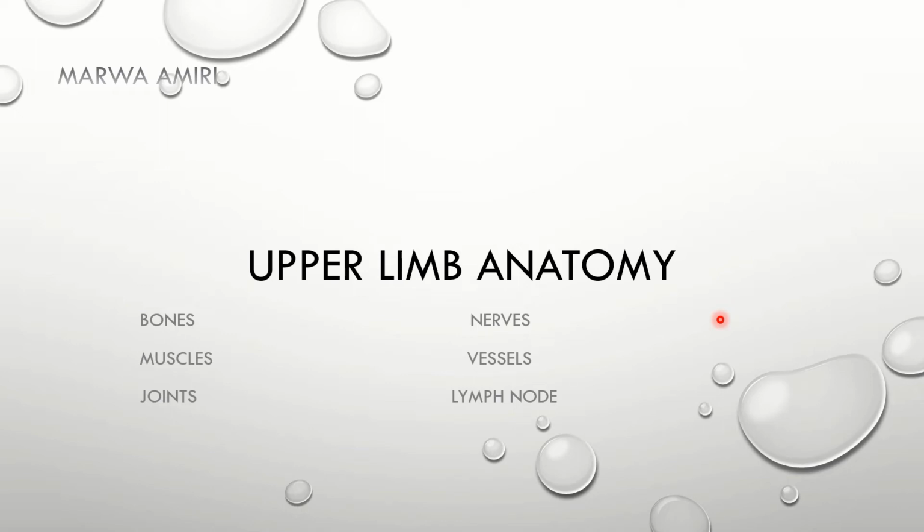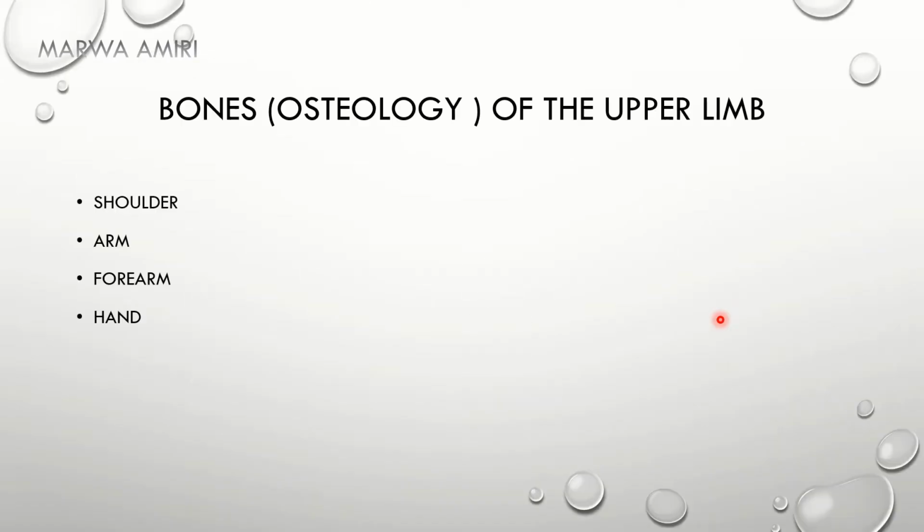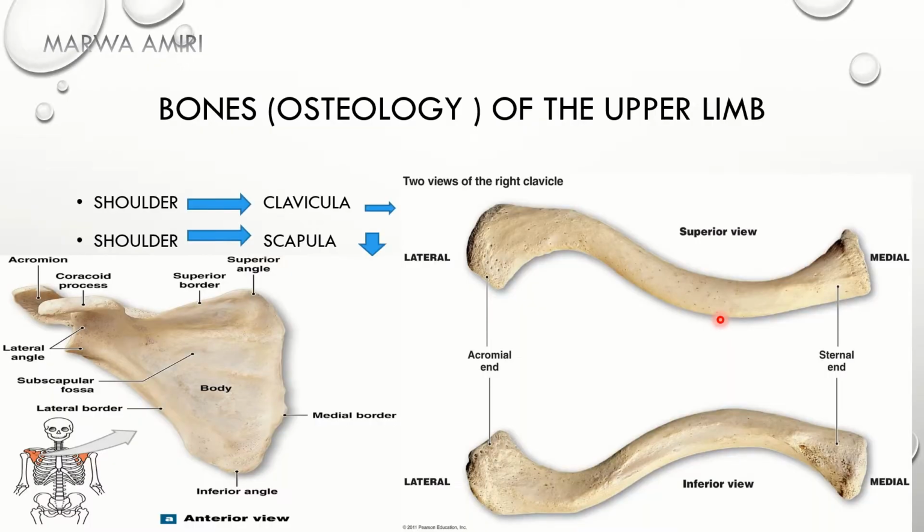In upper limb anatomy, we will study the bones, muscles, joints, nerves, vessels, and lymph nodes of the upper limb. But in this video, we just study the bones of the upper limb. The study of the bones is called osteology. In the upper limb, we have the shoulder, arm, forearm, and hand bones.